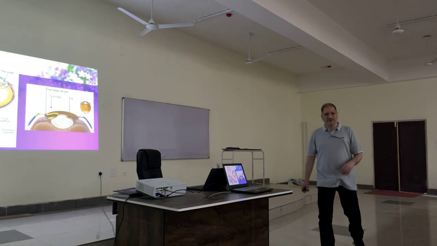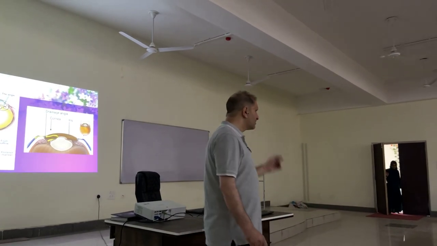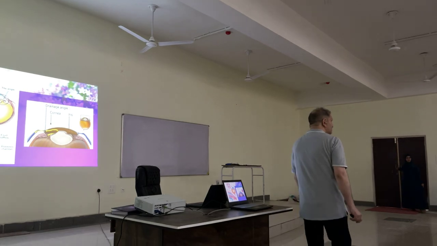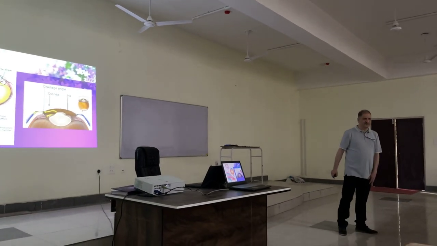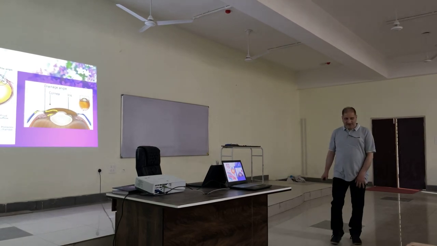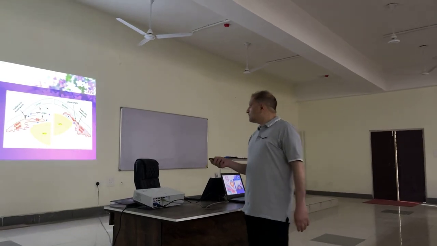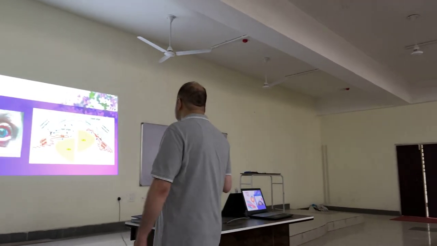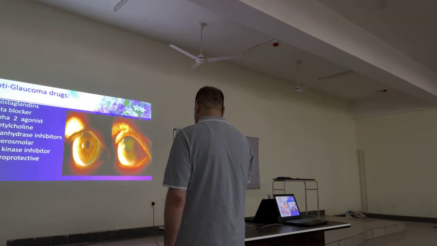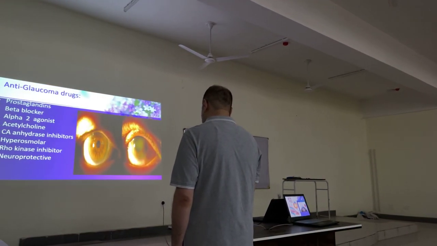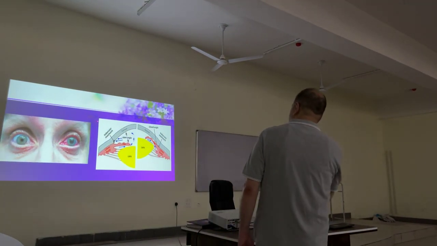Is there any other flow? Yes, there is 1%. There is 1% to what? That's to the eye's blood vessels. Now, this is the redness which is showing that. Redness due to drugs.